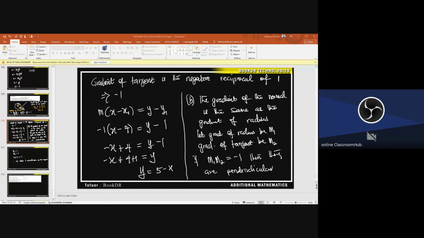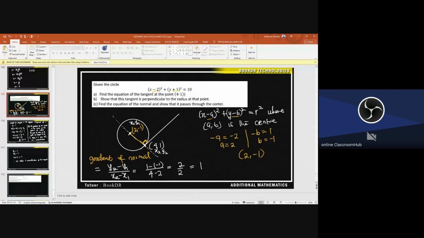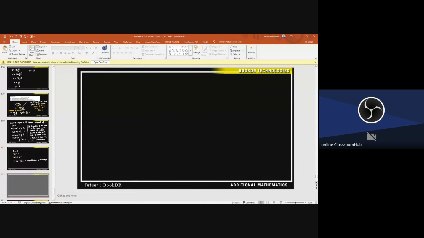Any other questions? Okay, so that is the B part of our question. Let's go back and see whether we have other questions. Yes. We have to find the equation of the normal and show that it passes through the center. So this is where we'll use the one. Let's find the equation of the normal.